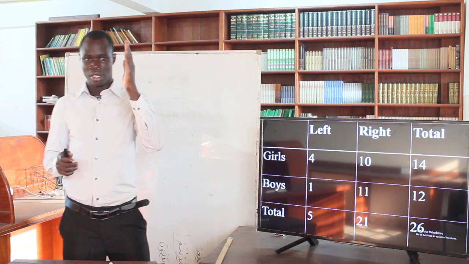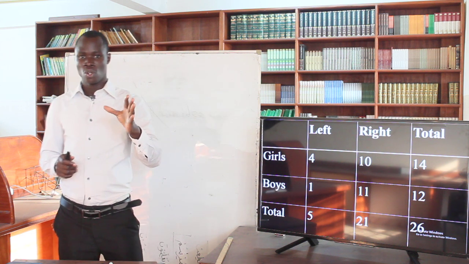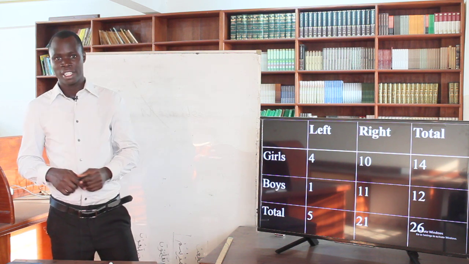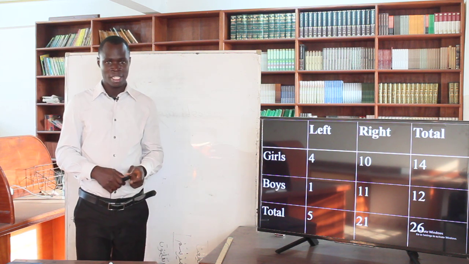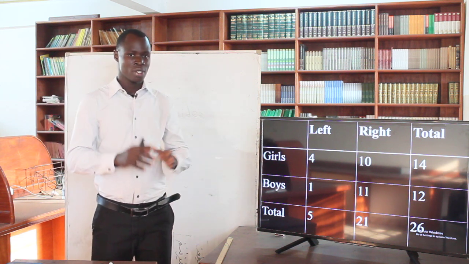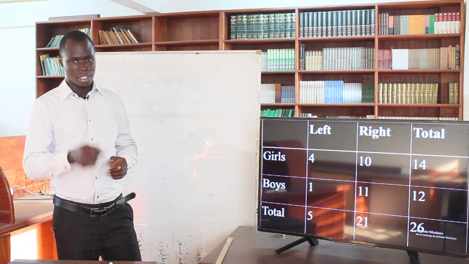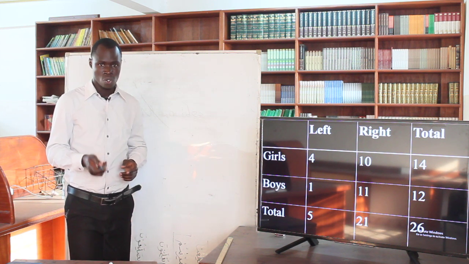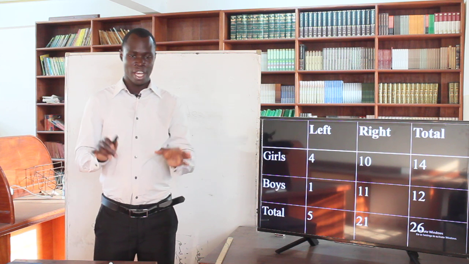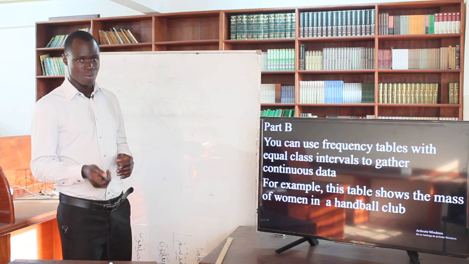Then we can also say that we have a total of 5 left-handed, a total of 21 right-handed, and the total number of students from whom the data was collected is 26. So this is what we call a two-way table.